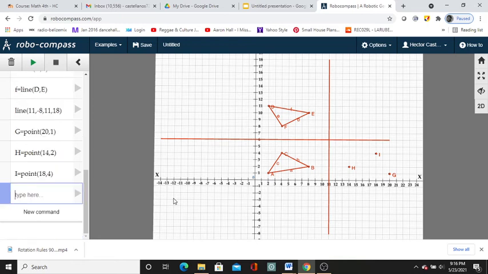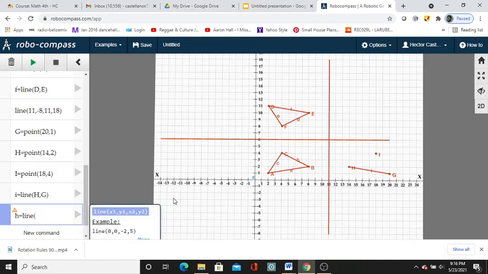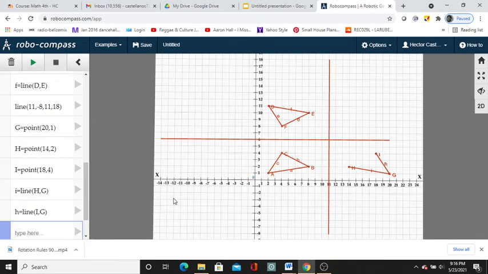So let me join the points now. I to H, H to G, and G to I. So we have our image. So if you notice, this has been reflected in this way, this has been reflected in this way.